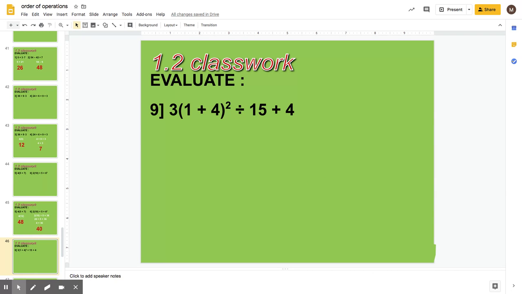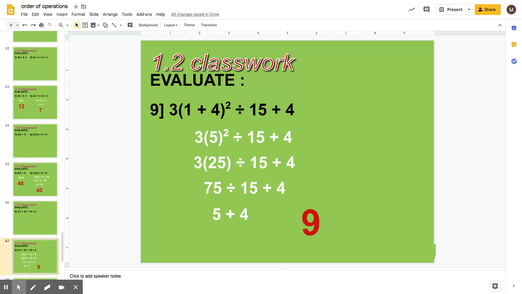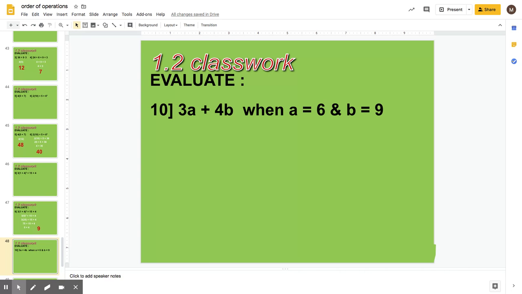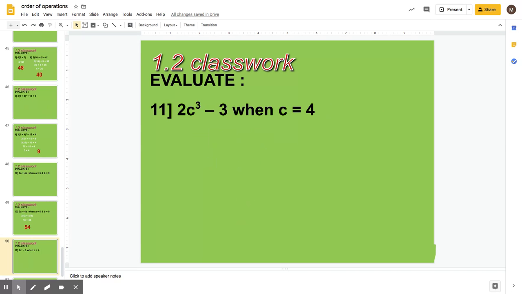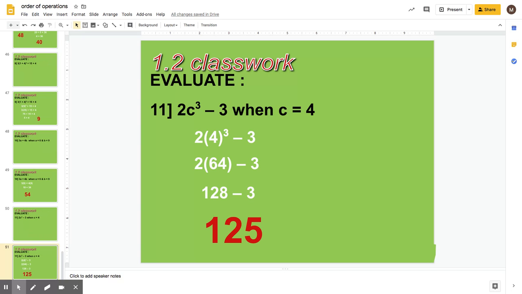And one more here, number 9. Pause the video. All right, the answer is 9. And number 10 here, I have A equals 6 and B equals 9. Plug it in. Our final answer should be 54. One more here. Pause the video, plug it in, and that's the answer.